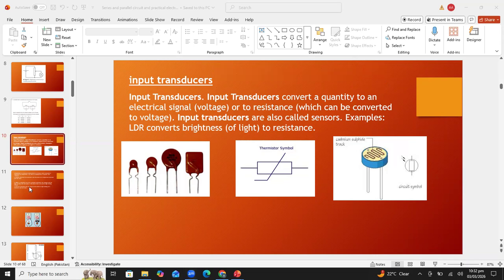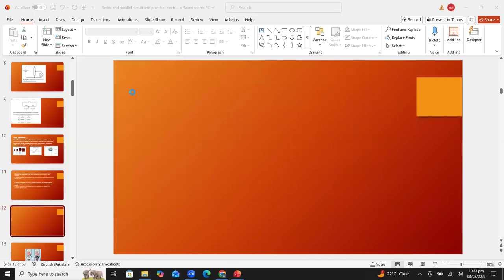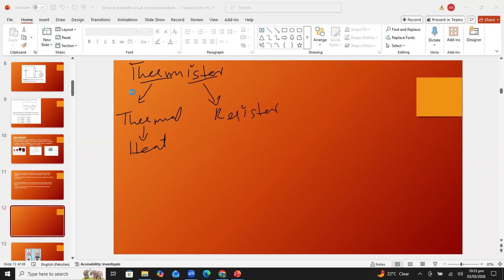All right. Now let's have a look at the details of the thermistor. I want to tell you one thing about the thermistor and LDR. First, we will talk about thermistor. As I told you, beta, thermistor is a combination of two words. Therm means thermal, and thermal means temperature, heat. And ster is the half word of resistor. So thermistor is a simple thermal resistor whose resistance can be changed with the change in heat energy.